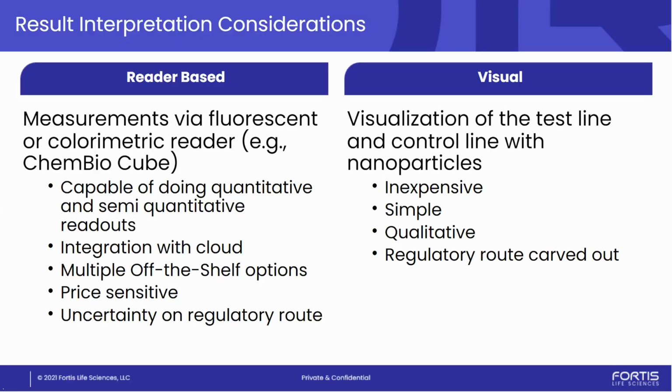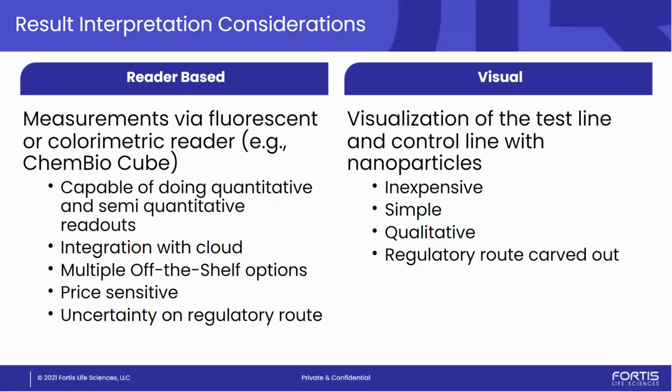So we've walked through the first two, and now we're on kind of result interpretation. So there's two methods for result interpretation. There's reader-based and visual. Reader-based are great and required if you're having fluorescent tags, whatever fluorophore you're using. If you're using europium, for example, you're going to need a reader. There's lots of good off-the-shelf options for this. One I recommend for a kind of a low-cost multi-use reader is from ChemBio. They have something called the Cube, very customizable.